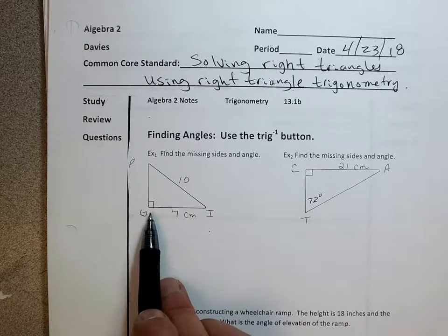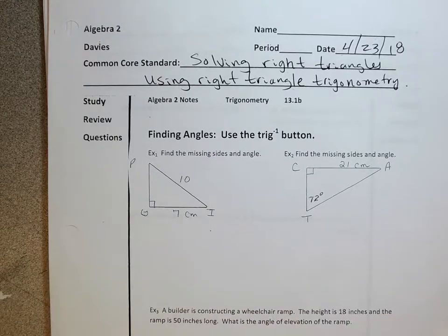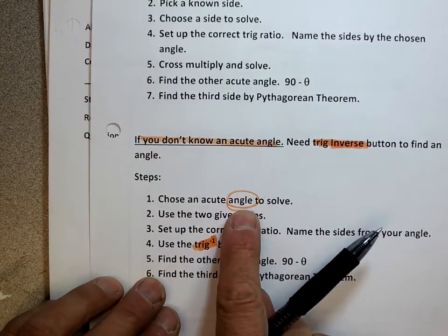We don't count the 90, because you'd never find the height of anything if you're directly underneath it. And that makes sense, doesn't it? You'd never use a 90 because you could never find the height of anything if you're directly under it, okay? So what do we do? Well, we're going to choose an acute angle to solve for.